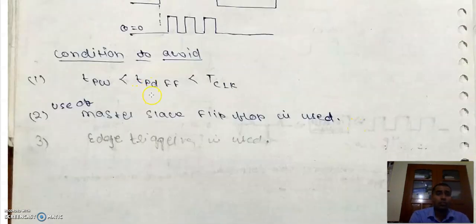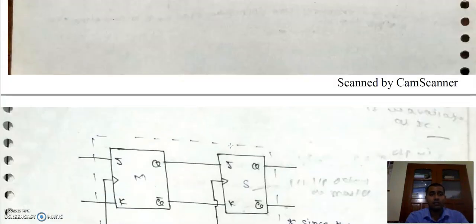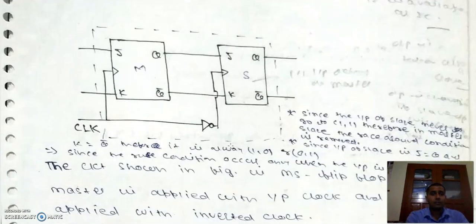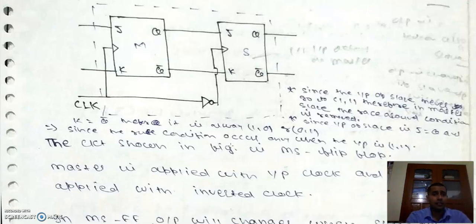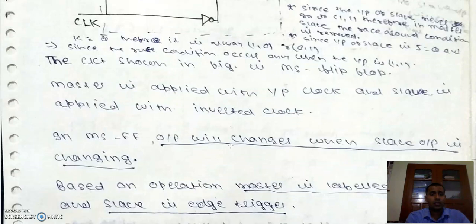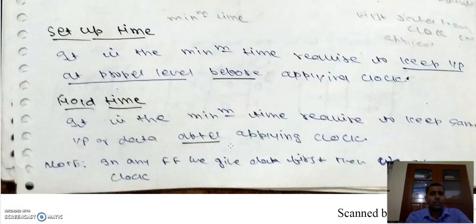For removing this, we assume this condition: the propagation delay of the flip-flop must be less than the clock time period and greater than the pulse width. A master slave flip-flop or edge triggered flip-flop is used. You can see this one is a master slave flip-flop. Remember it. One is the master, the second is the slave. The circuit is shown here. Just remember that point. Setup time, hold time, and this one. Thank you so much.